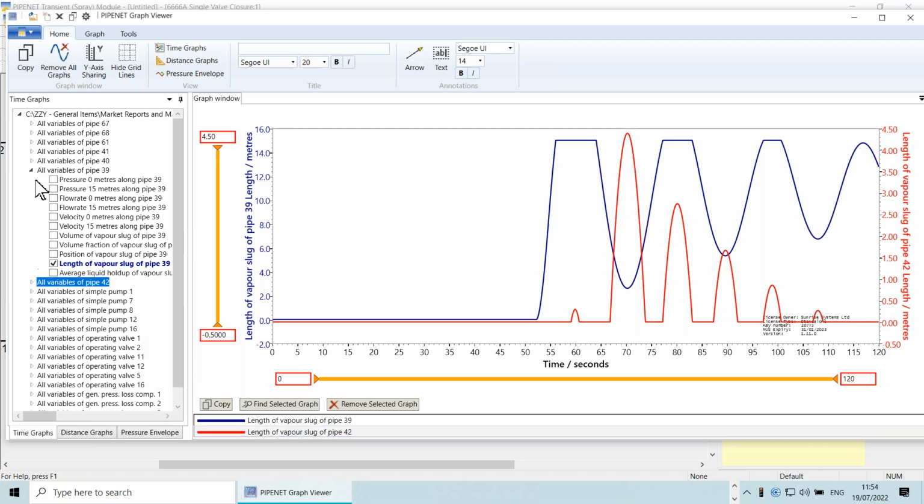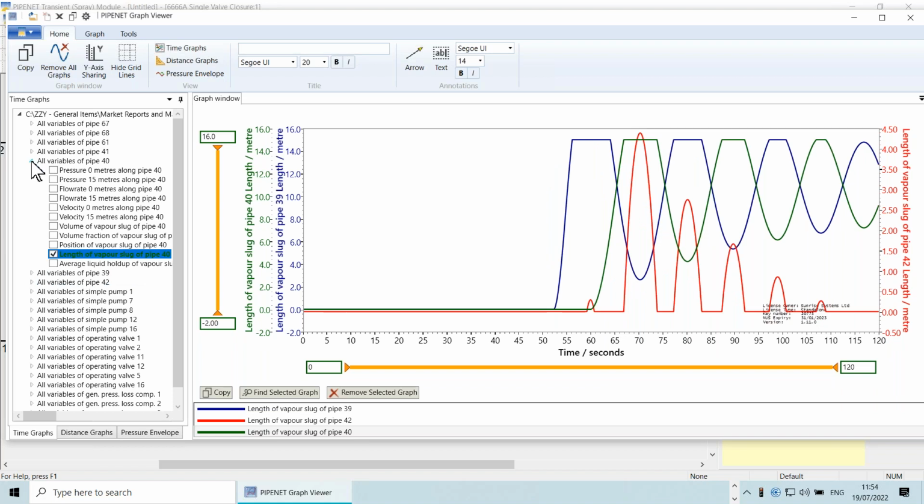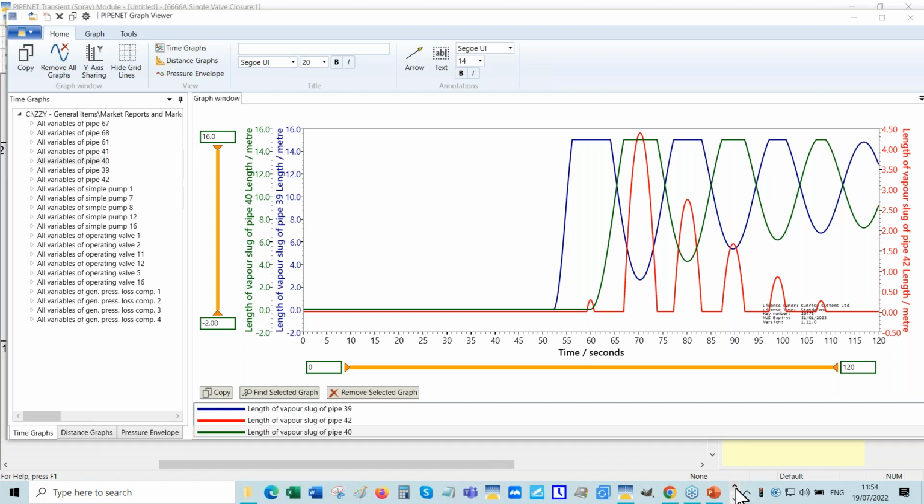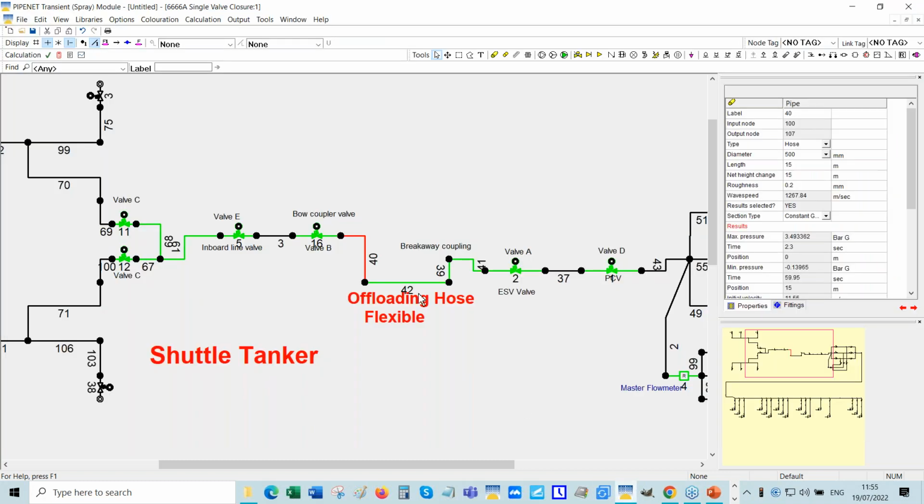And let's look at 40, which is the rising section. See, that starts getting vapor around the same time as this small peak here. Nevertheless, the important thing here is that PIPENET is actually modeling quite beautifully how the vapor column keeps moving, or rather the liquid column here keeps moving between these three pipes. That's what that is showing.